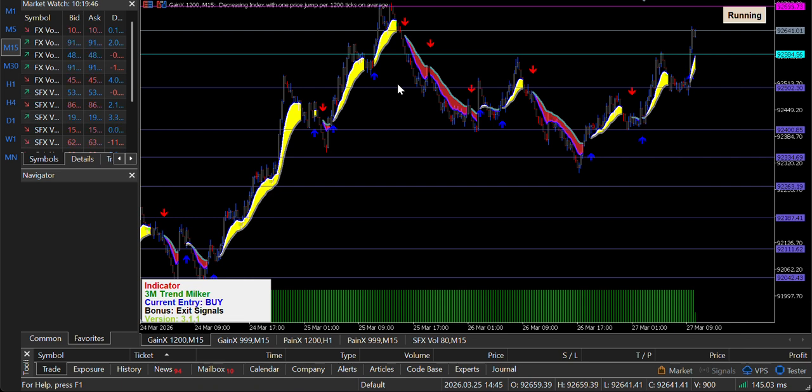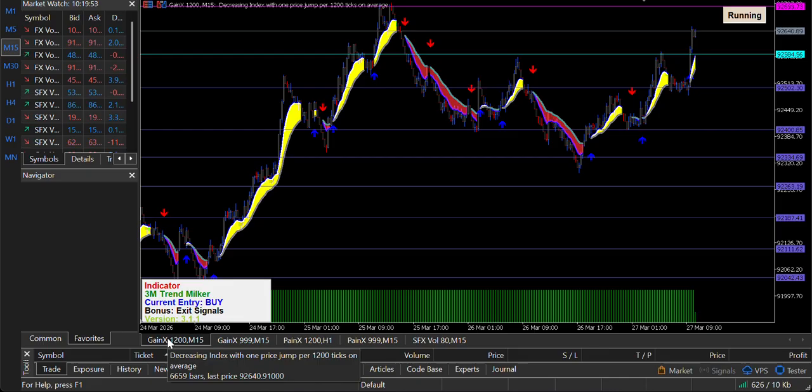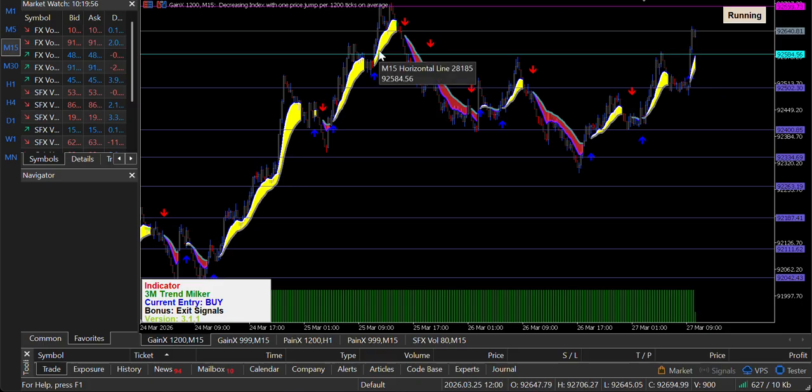Now let's see what we stand to get this weekend. We are starting with Gainex 1200, and this is on 15 minutes time frame. Okay, so this actually started a downtrend right from here, but got to this region and it switched back into an uptrend and it's going up right now. Okay, what will be the situation of this particular trade?